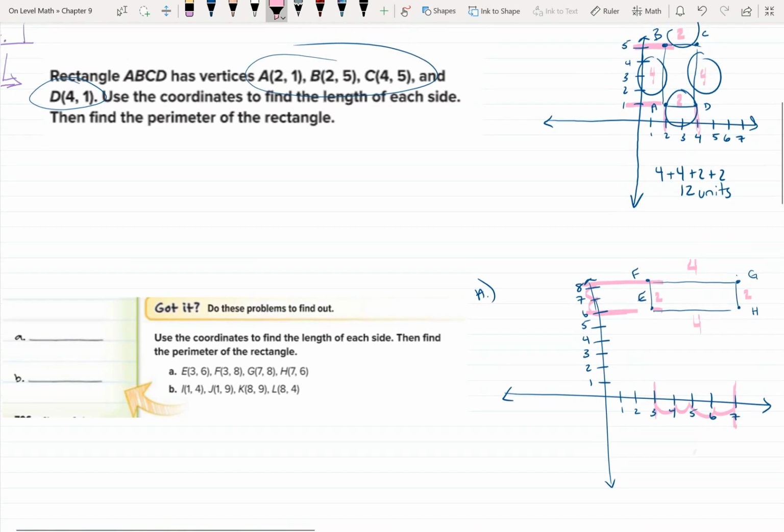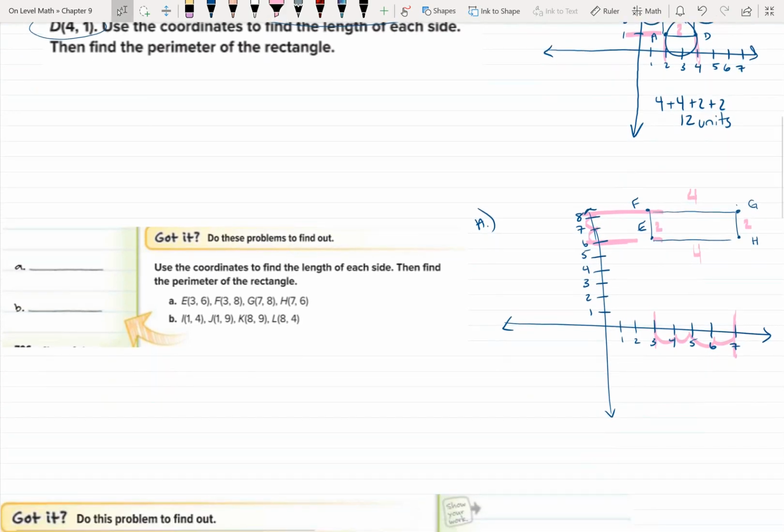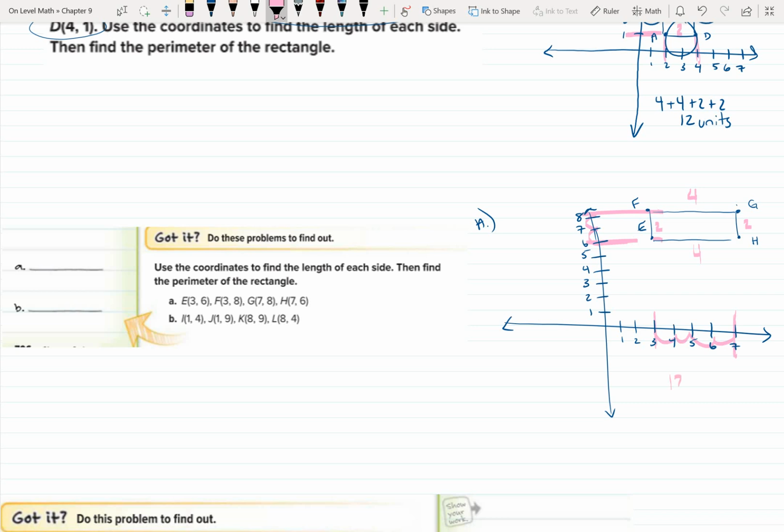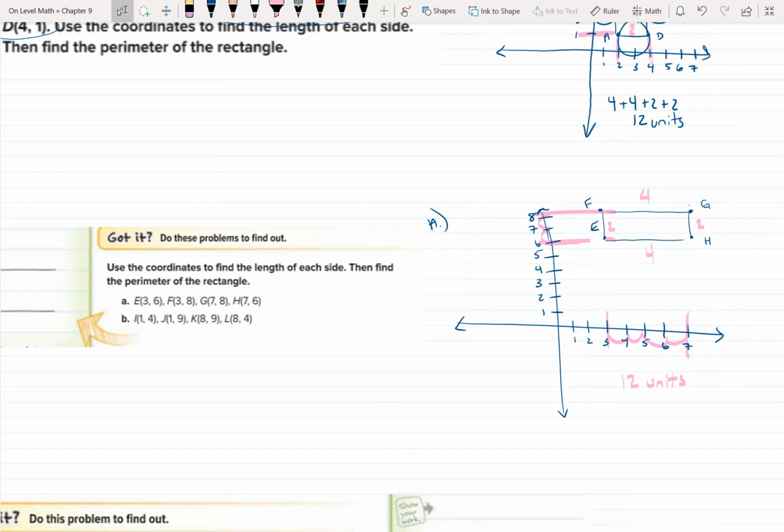Now I need to find our perimeter. Isn't that funny? Wow, it's the exact same thing. I didn't realize that. So 2 plus 2, we know is 4, plus 4 plus 4, we know is 12 units. So it happens to be the same perimeter, which is fine. But I hope we are all kind of catching on to what we need to do. So our final answer here for our homework is getting our dimensions, which we just did there, and finding our perimeter.